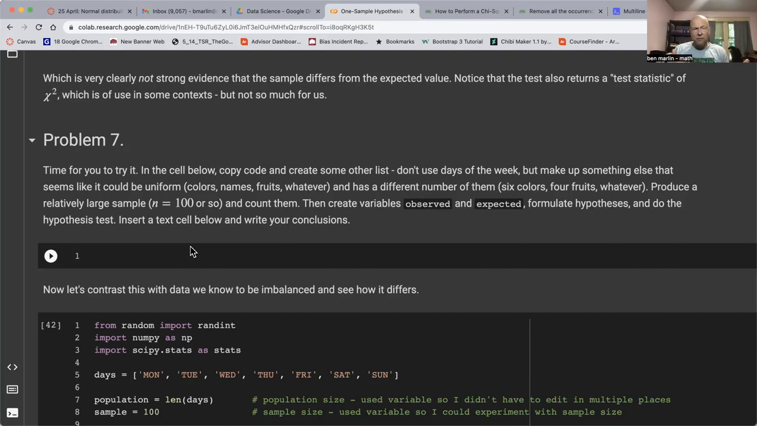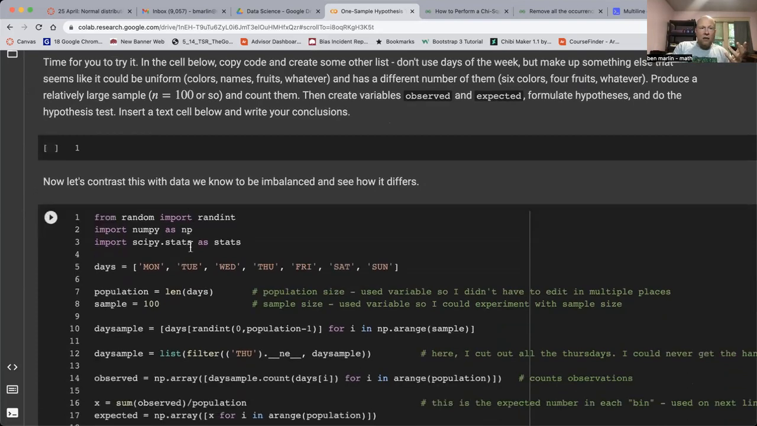So play around with your sample size until you feel like you're consistently getting results out of it that are saying that this is not strong evidence, meaning the p-value is more than 0.05. You probably won't have to take a very large sample to get that, but anyway, so that's problem 7.